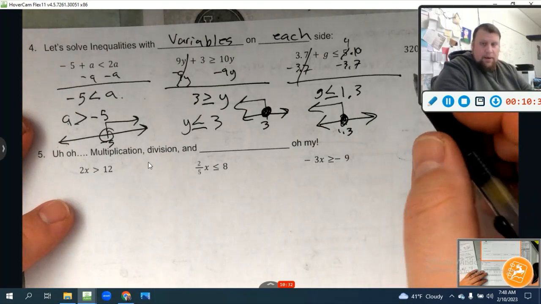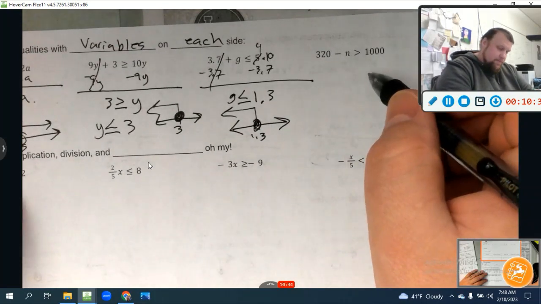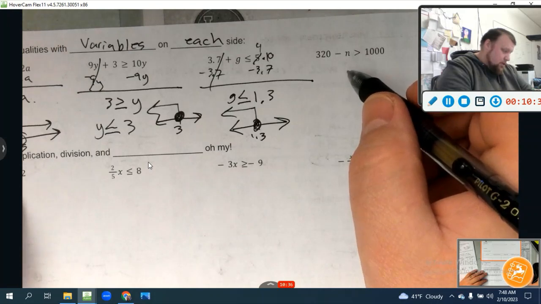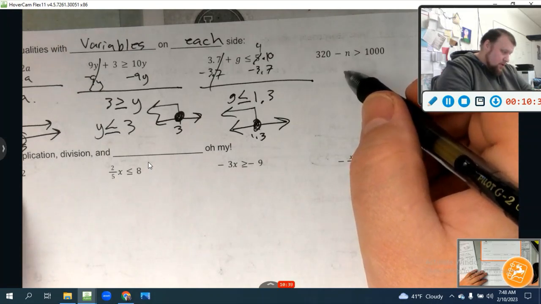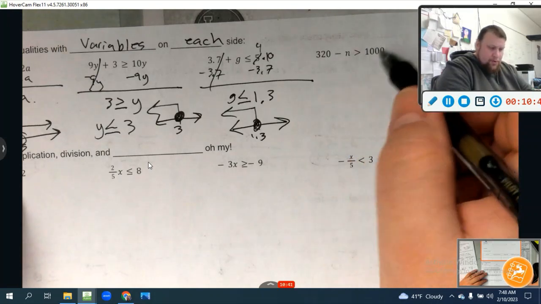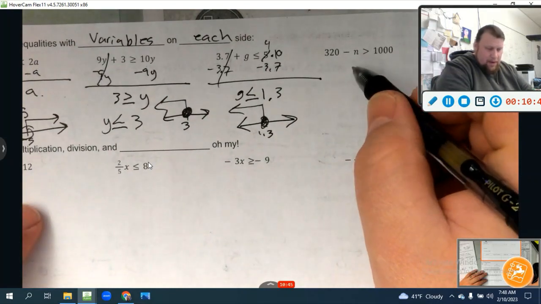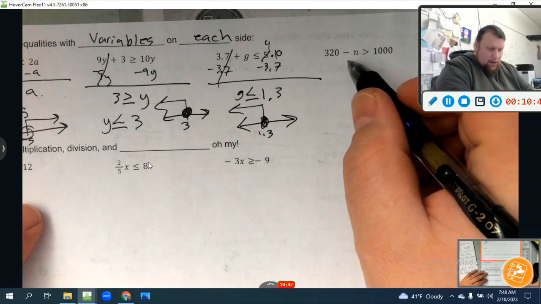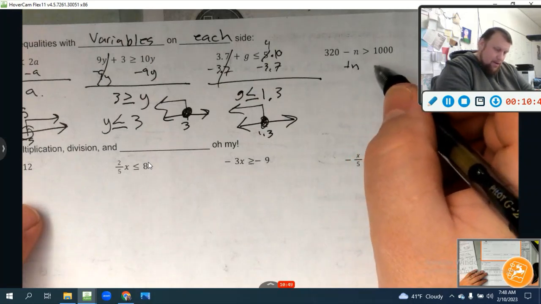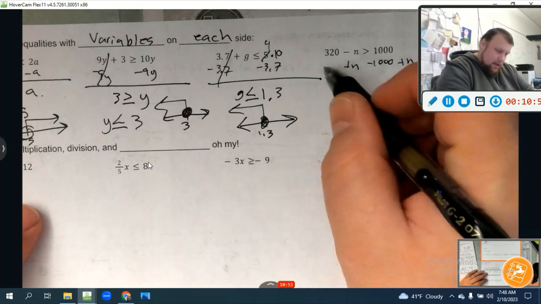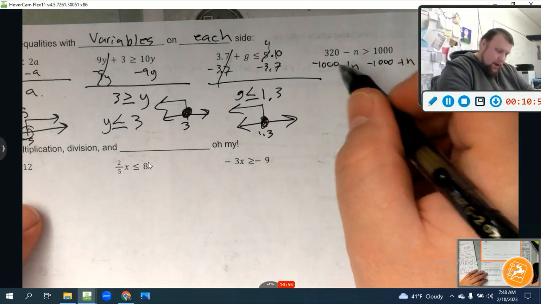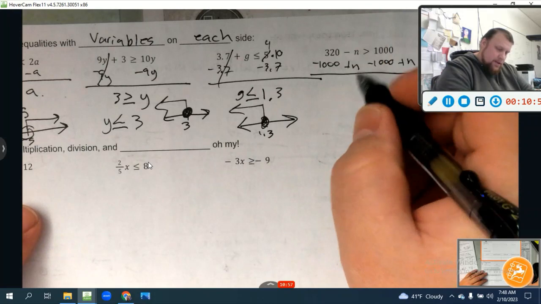My last one over here is a little different. I kind of want to show you how to solve this. I'm going to show you, well, I'm going to do it this way. I'm going to go ahead and add n to both sides, and I'm going to subtract 1,000 from both sides. That's the easiest way, I think, to do it right now. There's a reason why I'm doing this, and I'll show you later.